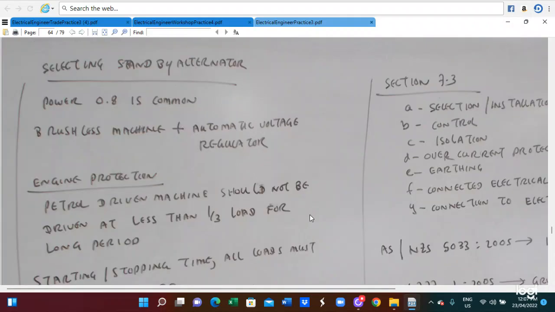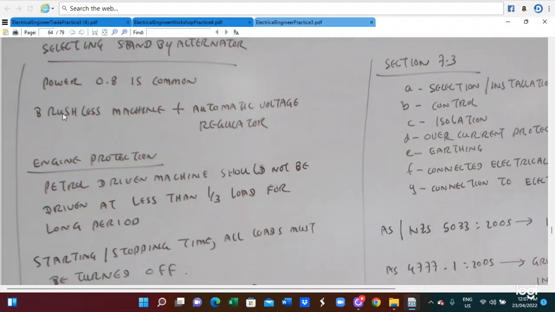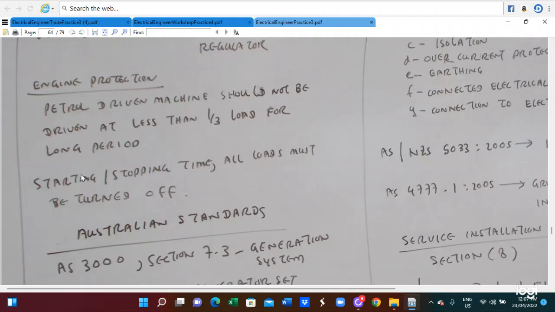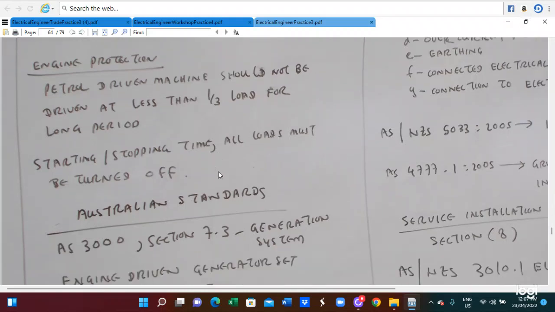When selecting the standby alternator, we have to consider the power. 0.8 is the power factor, which is common, and a brushless machine and automatic voltage regulators are required. Engine protection we need to provide. In this case, a petrol-driven engine should not be run at less than one load for a long period. Starting and stopping times must all be controlled.